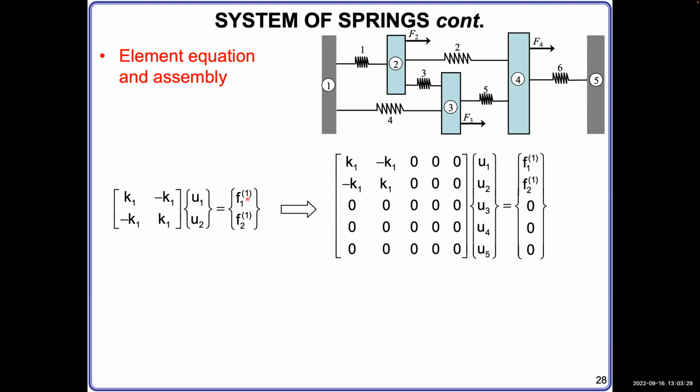So make sure you understand all those notations here. And then the spring, and the stiffness matrix here is called the element stiffness matrix. When they are assembled together into this 5 by 5 one, it is called a structural stiffness matrix.